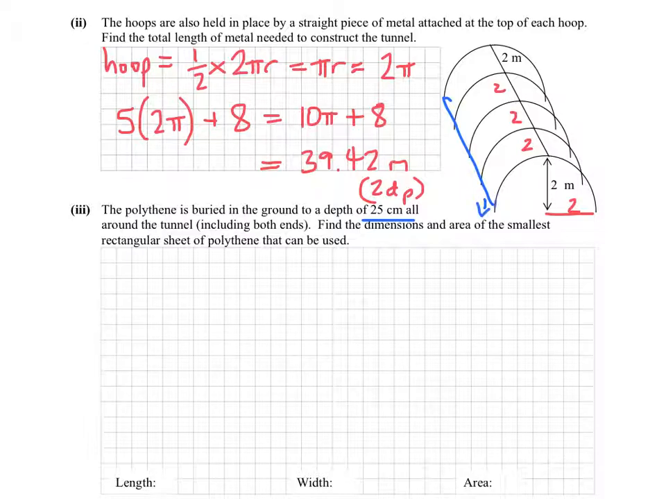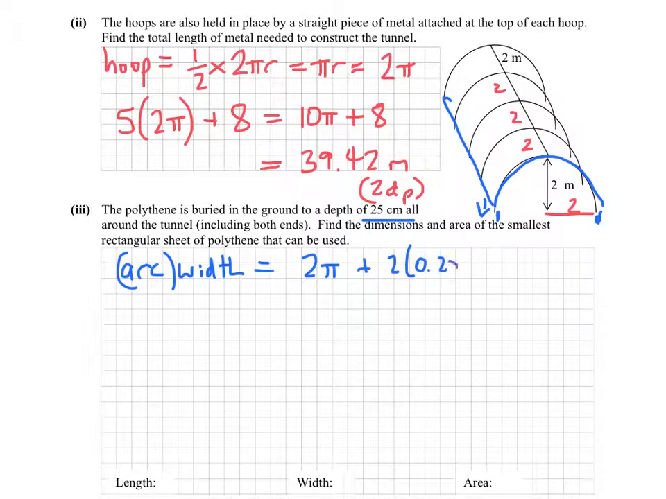So we know how much the length of one arc is. That's 2 pi. So in terms of a width, we're looking at 2 pi, and either end we're adding on 25 centimeters. So the arc width, I suppose, is going to be 2 pi plus at either end you're adding on 0.25. So that's 2 pi plus 0.5.